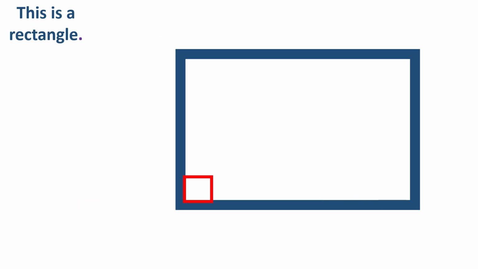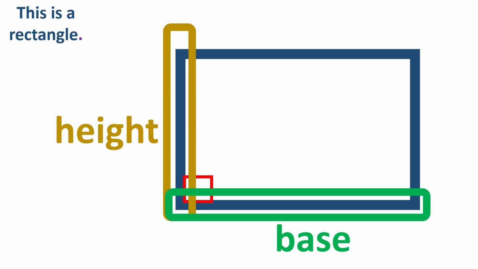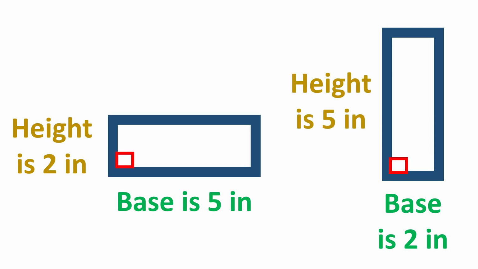We use names to describe a rectangle's size so that we can use a formula to calculate its area. The length of this side is called the rectangle's base. The length of this side is called the rectangle's height. In the rectangle on the left, the base is 5 inches and the height is 2 inches. In the rectangle on the right, the base is 2 inches and the height is 5 inches.